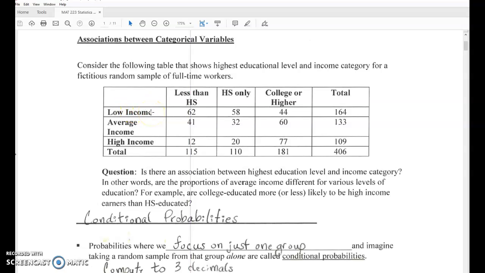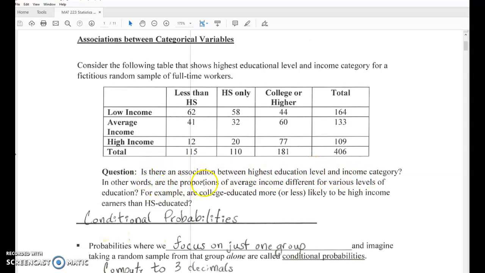So here we have a table, a two-way table or a contingency table, whatever terminology we're using. Sometimes it's called a two-way table, sometimes it's called a contingency table. Basically we have a survey of 406 people where we found out what their education level was, whether they have less than a high school education, high school only, or college or higher, and then what their income level is, whether it's low income, average income, or high income.